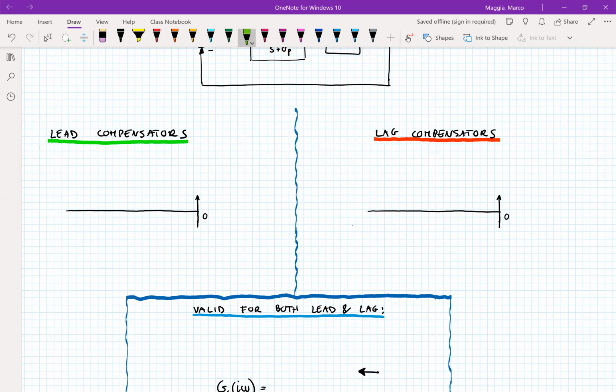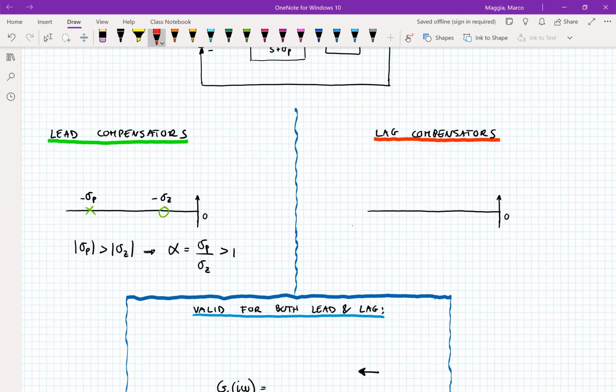If you remember, for the lead compensators we are adding a real zero at minus sigma z, and a real pole to the left of it, at minus sigma p, so that sigma p in absolute value is greater than sigma z. Since we've defined alpha as the ratio between sigma p and sigma z, for lead compensators, alpha is greater than 1.